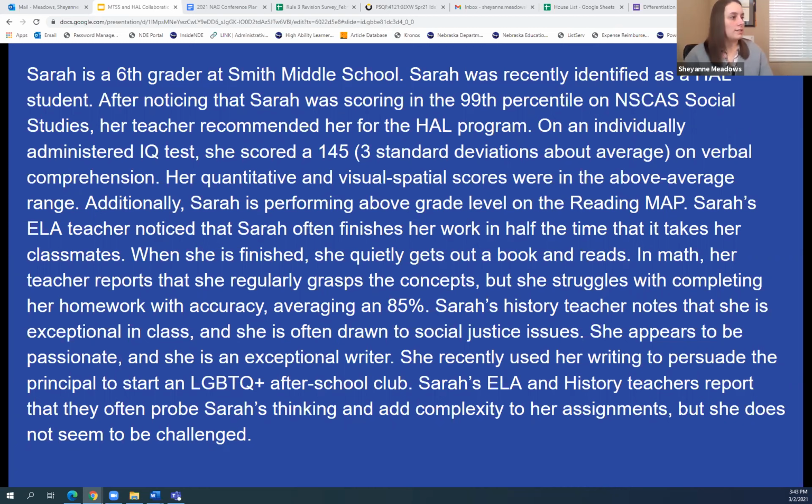Her ELA teacher noticed that Sarah often finishes her work in about half the time it takes her classmates, and when she's finished, she quietly gets out her book and reads. In math, her teacher reports she regularly grasps the concepts, but she is struggling with completing her homework with accuracy, averaging about an 85%. Sarah's history teacher notes that she is exceptional in class and she is often drawn to social justice issues. She appears to be passionate and she is an exceptional writer. She recently used her writing to persuade the principal to start an LGBTQ+ after-school club. Sarah's ELA and history teachers report that they often probe Sarah's thinking and add complexity to her assignments, but she does not seem to be challenged.